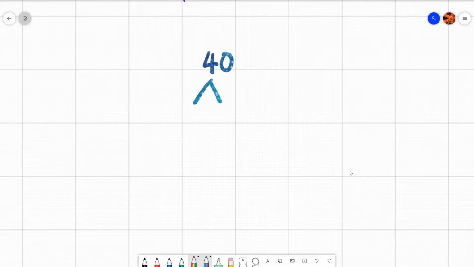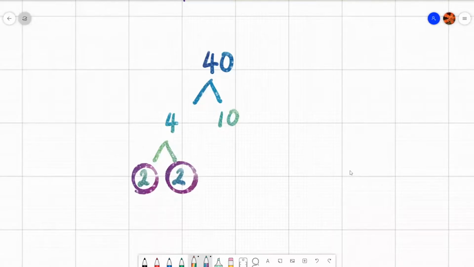Now we need two numbers that times together to make 40. It could be any numbers. I'm just going to go with 4 times 10. Now, is 4 prime? No. So I can split that up further. Give me two numbers that times together to make 4. Well, 2 times 2. I know that the number 2 is prime, so I can circle 2 and circle this 2 here, and I stop there. My tree stops over there.